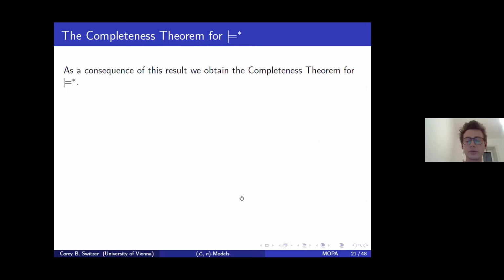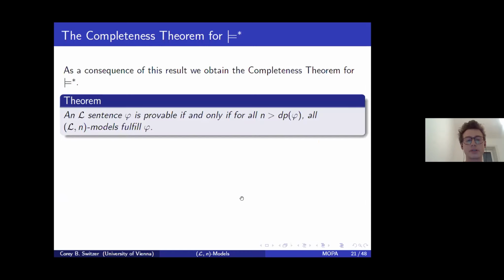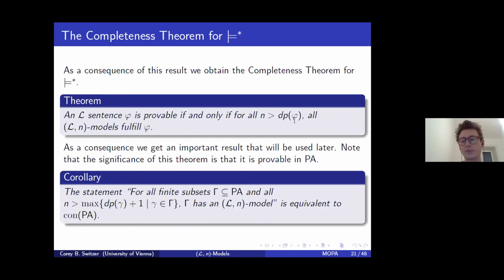So we get as a consequence of this a sort of completeness theorem for satisfaction, for fulfillment. So an L sentence phi is provable just in case for all n greater than the depth of phi, all Ln models fulfill phi. And the way we're going to use this to prove independence in PA is to use the following corollary. Note that this completeness theorem was proved in PA. So the statement that for all finite subsets gamma of PA and all n greater than the max of the depth of gamma plus 1 for little gamma, gamma has an Ln model, is equivalent to Con(PA).